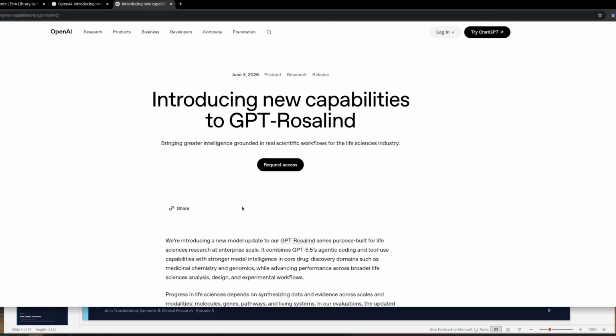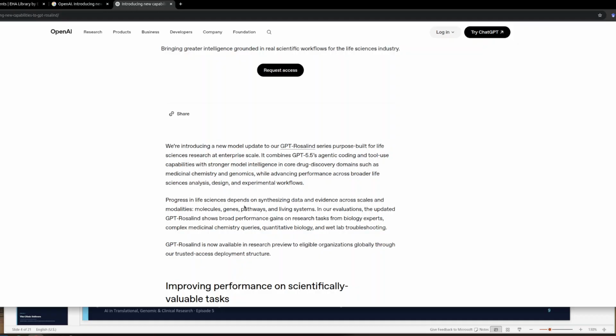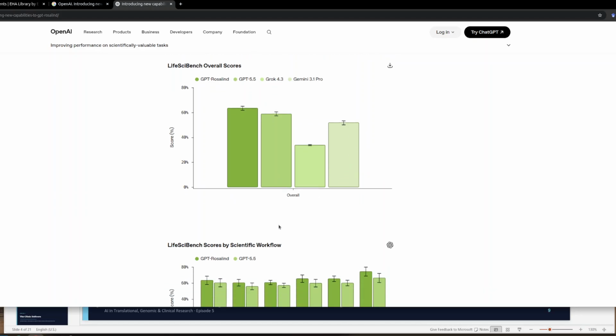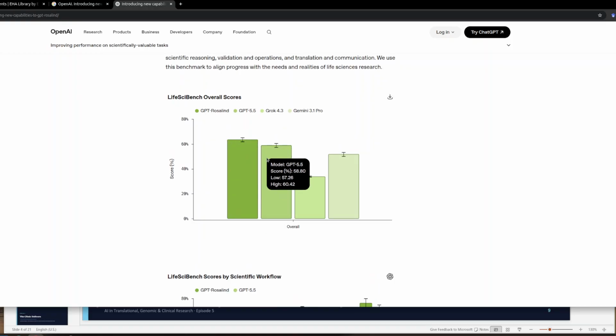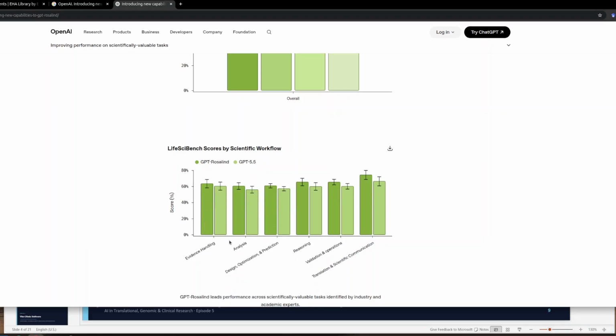So on June 3rd, they introduced the new capability of GPT Rosalind. What is the life science overall benchmark in here? I don't know, for some reason they didn't add Claude in here. They probably have their own things, but you can see GPT Rosalind is better than GPT 5.5, but it's hard to get access. I don't know the reason. Grok 4.3 and Gemini 3.1 Pro are a little bit behind them. Scores by scientific workflow, they are very close. I don't see much difference in here.